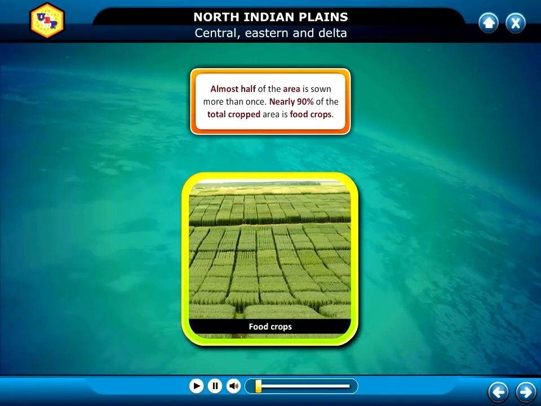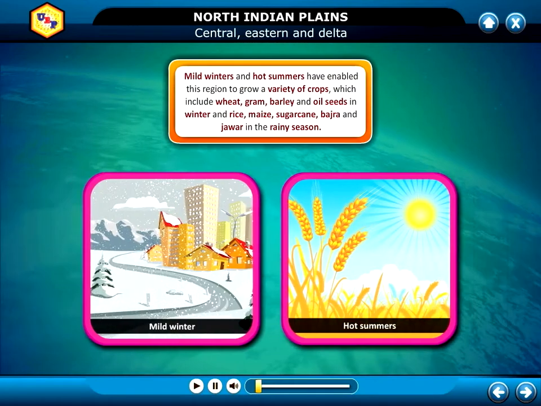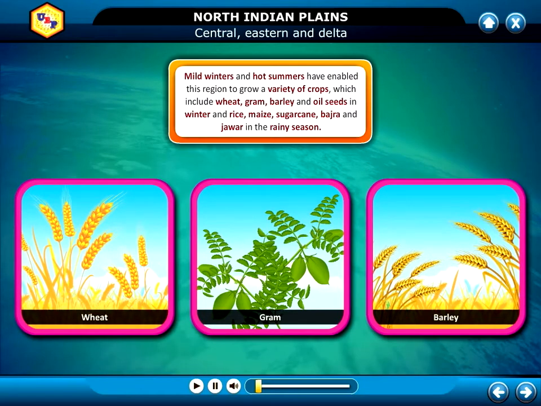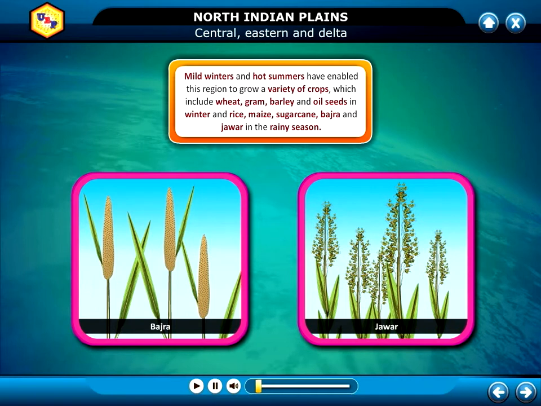Almost half of the area is sown more than once. Nearly 90% of the total cropped area is food crops. Mild winters and hot summers have enabled this region to grow a variety of crops, which include wheat, gram, barley, and oilseeds in winter, and rice, maize, sugarcane, bajra and jowar in the rainy season.